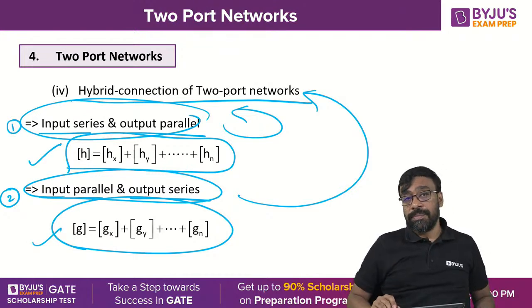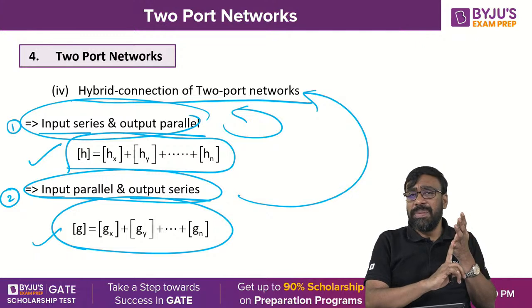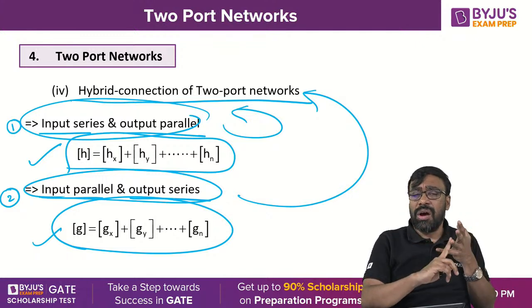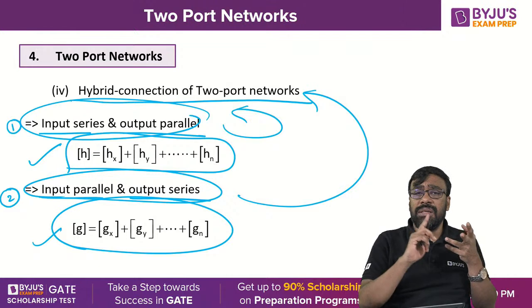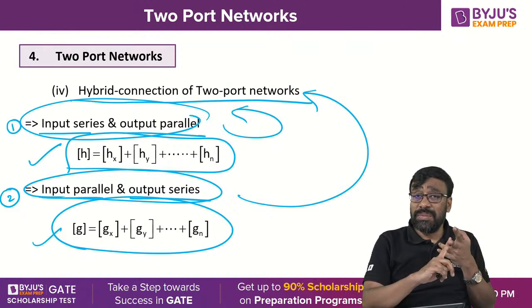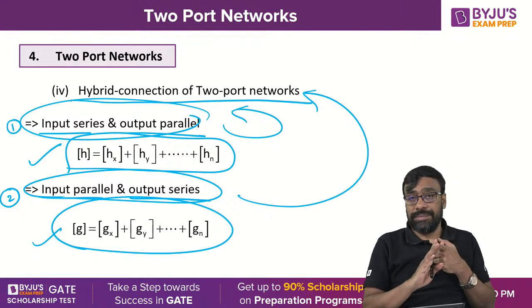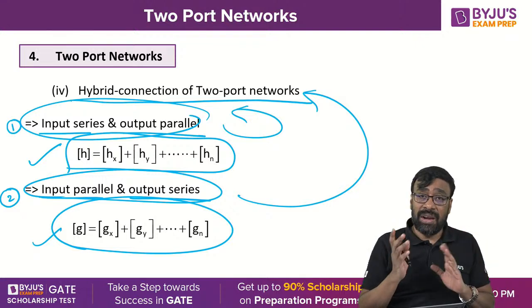G matrix. Series combination, Z parameters. Parallel combination, Y parameters. Cascade combination, transmission parameters. Hybrid combination, H parameters and G parameters based on series-parallel or parallel-series. This is the end of the two-port networks.